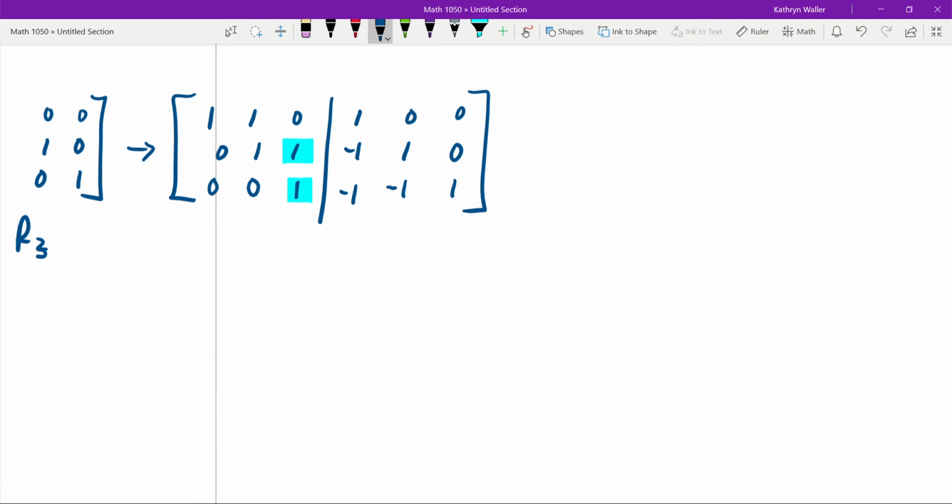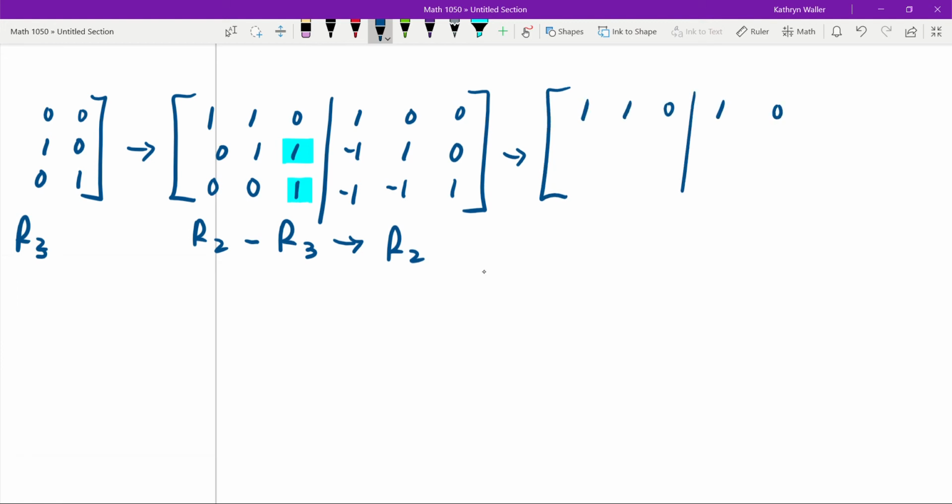I could do row 2 minus row 3, or row 3 minus row 2, and the best option is row 2 minus row 3. It becomes my new row 2. Otherwise, your signs get messed up. Row 1 does not change. Row 3 does not change. Row 2 minus row 3. 0 minus 0, 0. 1 minus 0, 1. 1 minus 1, 0. Negative 1 minus a negative 1. That's a negative 1 plus 1, which is a 0. 1 minus a negative 1. That's 1 plus 1, which is a 2. 0 minus 1, negative 1.